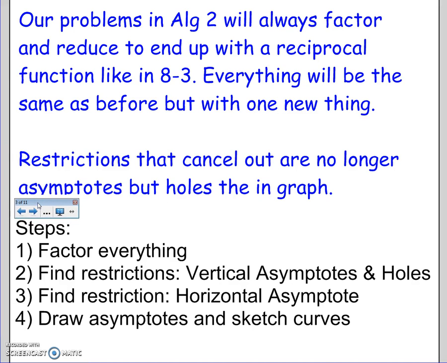So our problems will always factor and then reduce to end up like a reciprocal. So everything's the same as before, except with one new thing. Restrictions that cancel out are no longer asymptotes, but holes in the graph, and I'll show you what that means in a bit. But here are the 4 steps now.